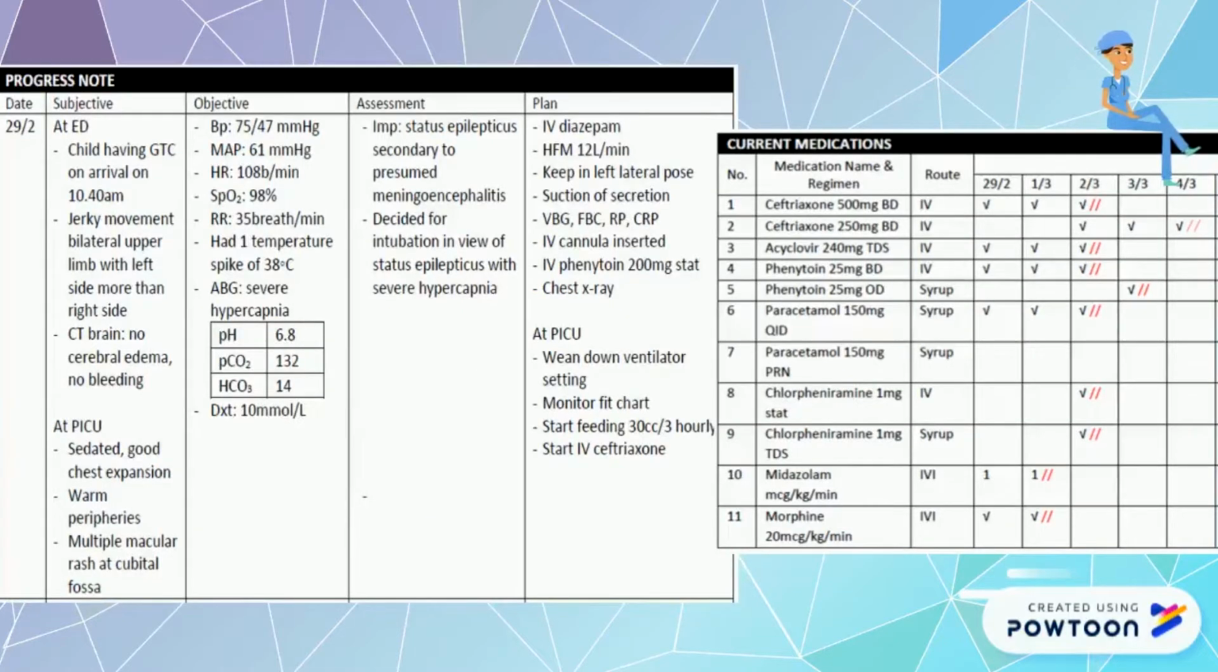First day of admission, he was given IV diazepam and oxygen in view of status epilepticus with severe hypercapnia. He was then given IV phenytoin. At PICU, he was well sedated with good chest expansion but had multiple rash at cubital fossa. He was started with IV ceftriaxone and IV acyclovir.